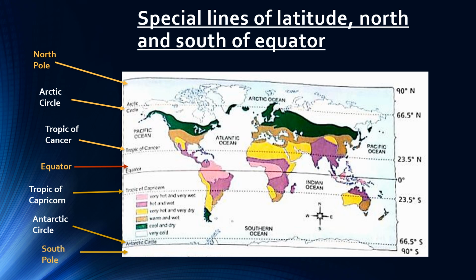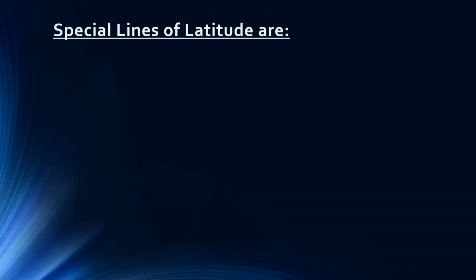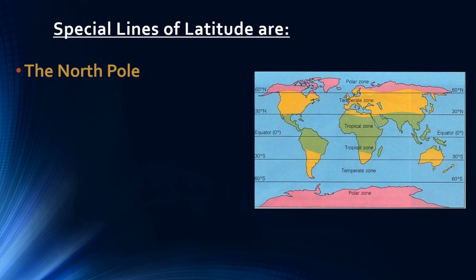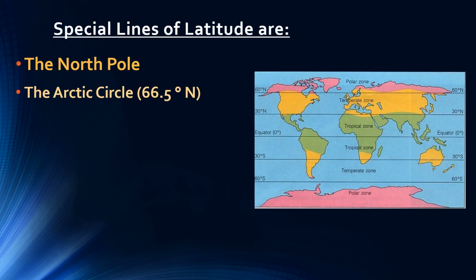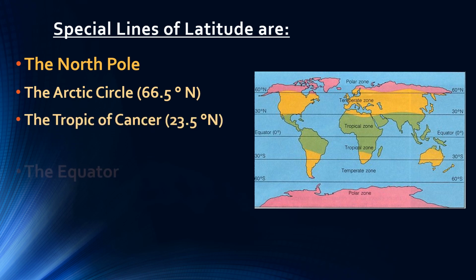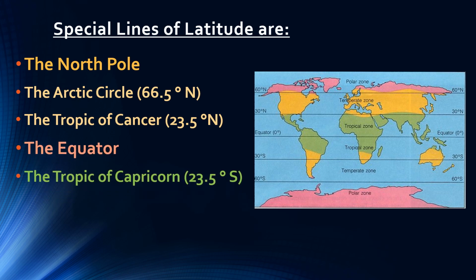Students, we learned that these special lines of latitude are the North Pole, the Arctic Circle at 66.5 degrees north, the Tropic of Cancer at 23.5 degrees north, the equator in the middle of the map, the Tropic of Capricorn at 23.5 degrees south, the Antarctic Circle at 66.5 degrees south, and the South Pole.